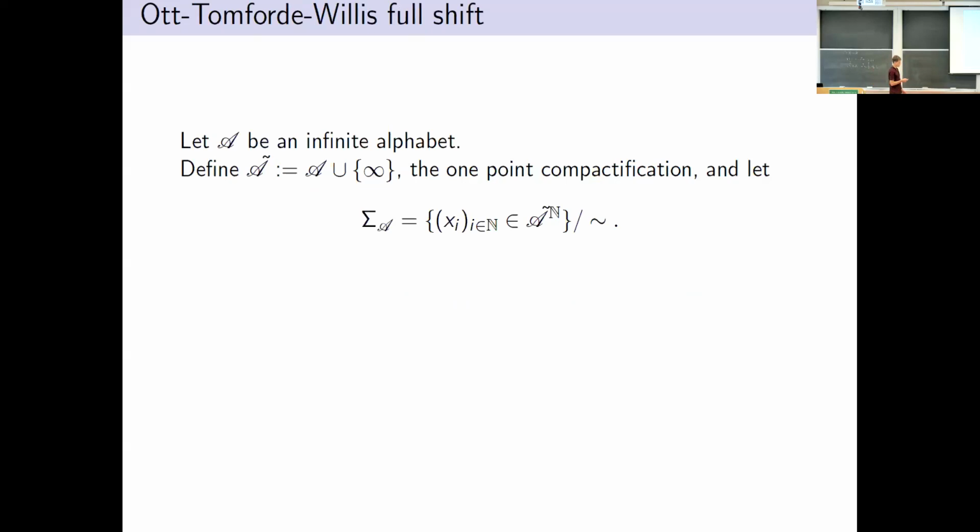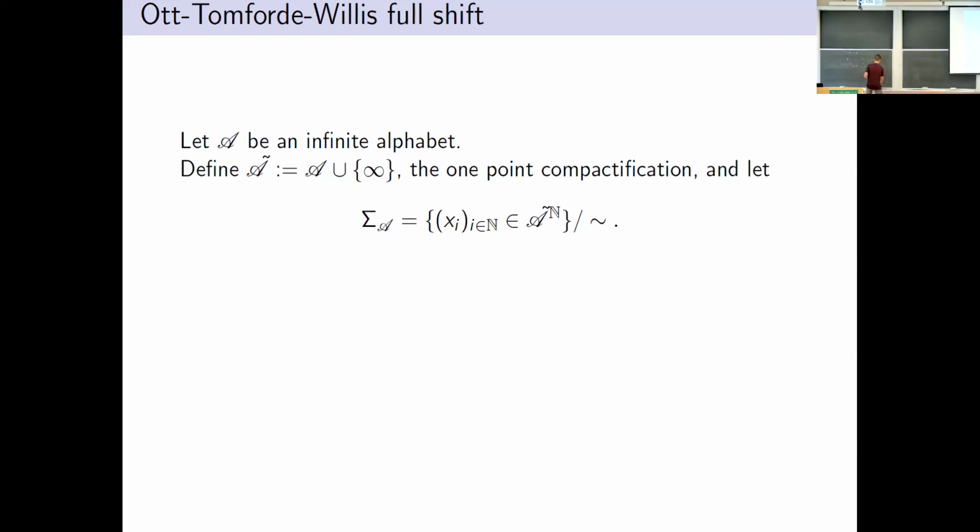Okay, so what's the Ott-Tomforde-Willis subshift? We start with an infinite alphabet. You can just take the naturals if you want. This is with the discrete topology, so it is not compact. So we just compactify, a one point compactification. And now I have a space that is compact. If I take the product of it, it's a compact space. But in this space would appear some sequences which would contain this symbol at infinity, which we really don't want.